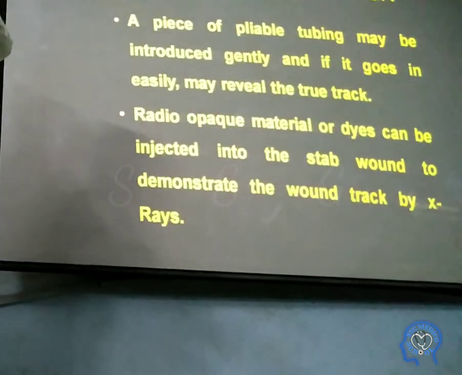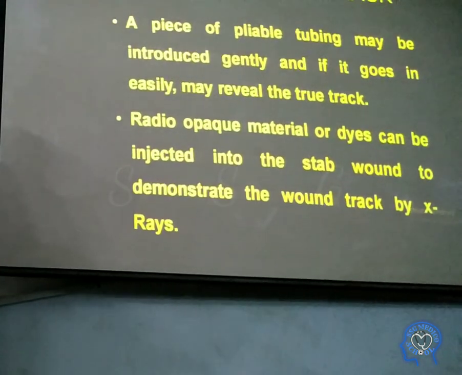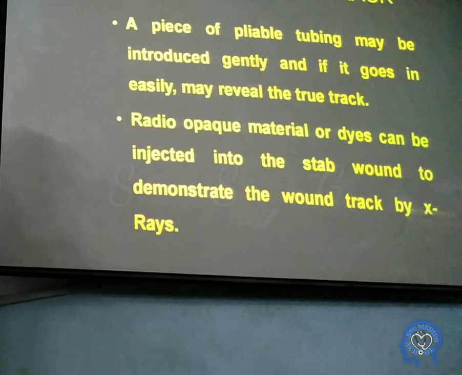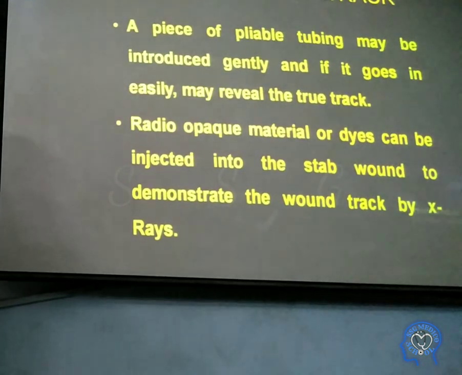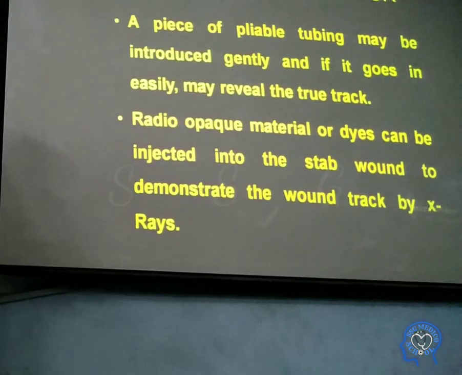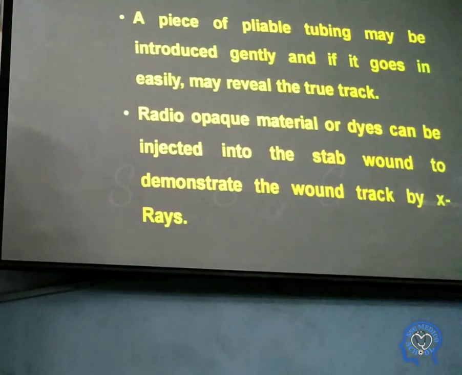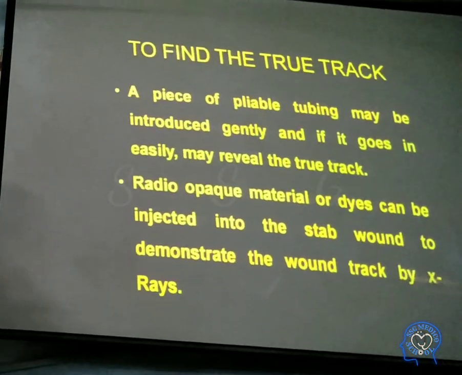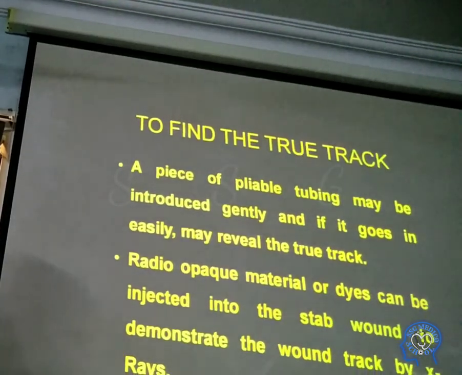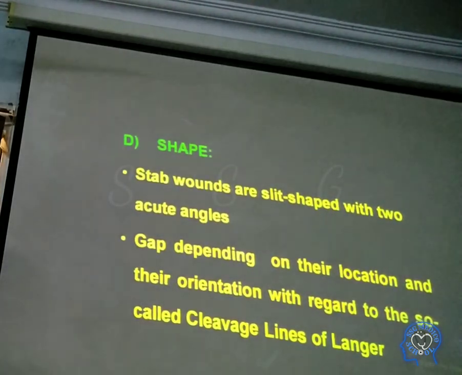To find the track of the stab wound, we put in a catheter or rubber tube, or we do an X-ray by putting in radio-opaque dye. It demonstrates the wound depth. Next. Depth depends on the weapon.